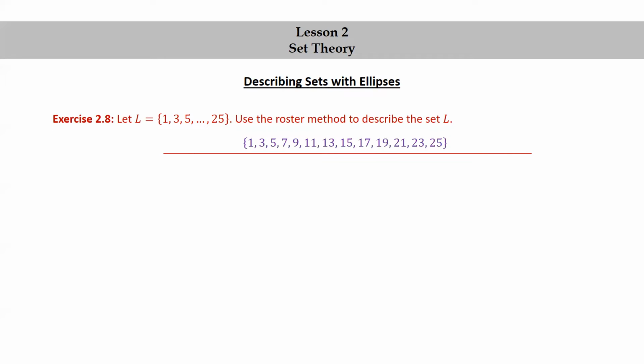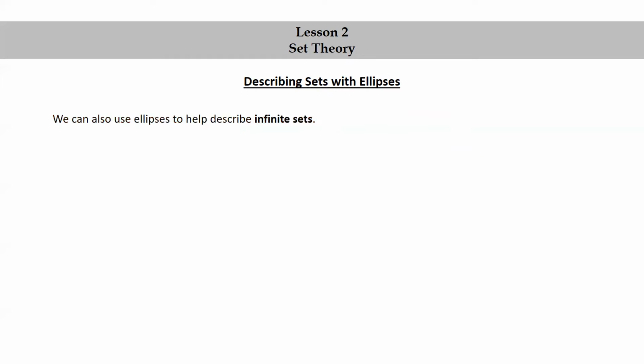Okay, so using the roster method, we have the set of 1, 3, 5, 7, 9, 11, 13, 15, 17, 19, 21, 23, and 25. We can also use ellipses to help describe infinite sets. Let's look at some examples of infinite sets.